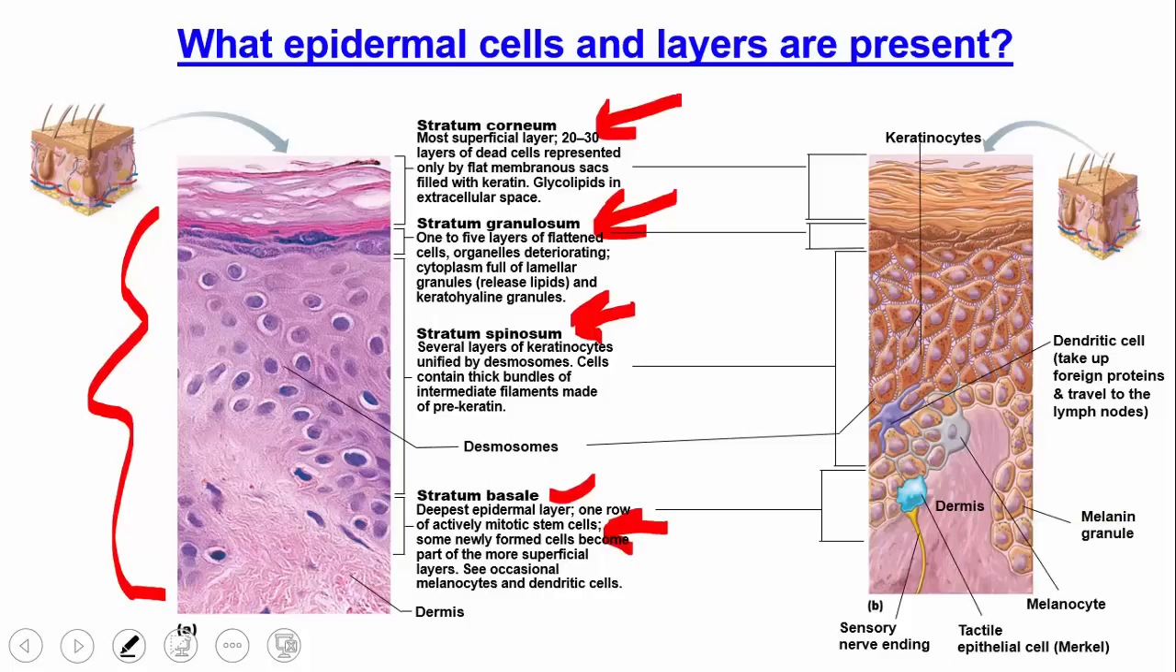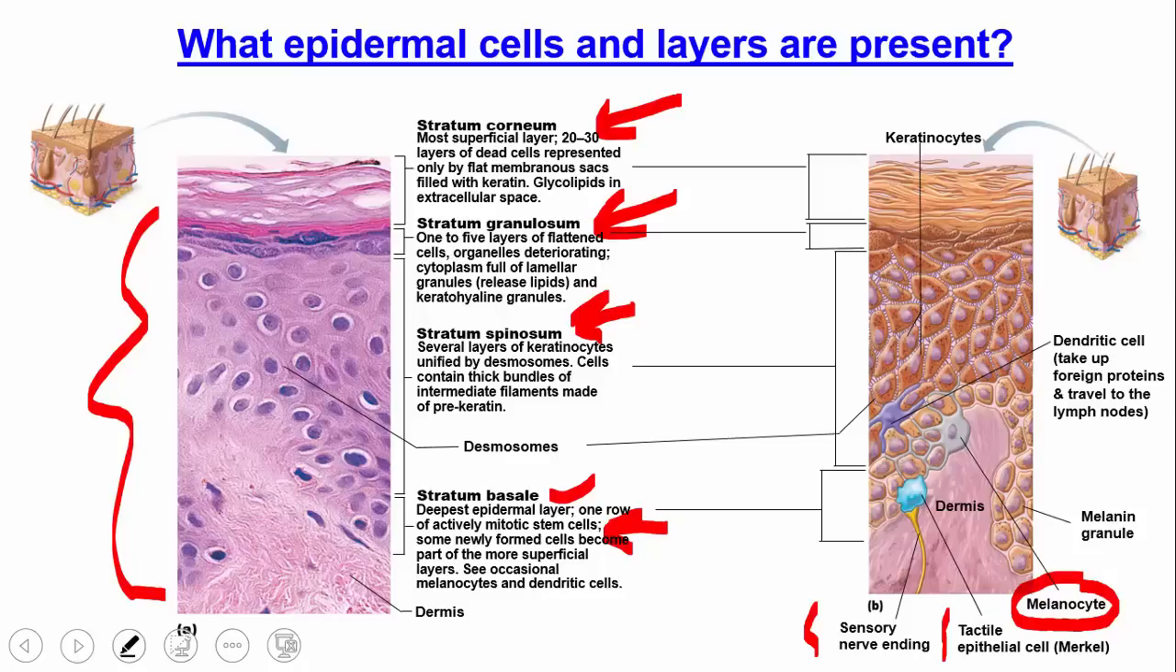Okay, so if you focus your attention again on the right-hand side of the screen here, we'll go through a few different types of cells. The first type of cell you'll see is this one right here in the middle bottom, called a tactile epithelial cell, or a Merkel cell. You'll see that this cell is attached to a sensory nerve ending, so it's really used for touch sensitivity. If you look a little bit to the right here, you'll see something called a melanocyte, and this is the cell that produces the pigment melanin. This is what gives our skin color.